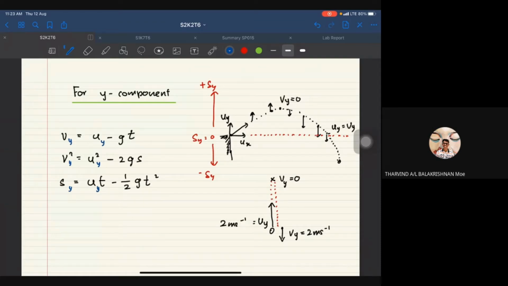Okay, the key thing here, I repeat, at maximum height, Vy is equals to 0. Okay, at same height, Uy will be equals to Vy. The magnitude will be equal, but in opposite direction.